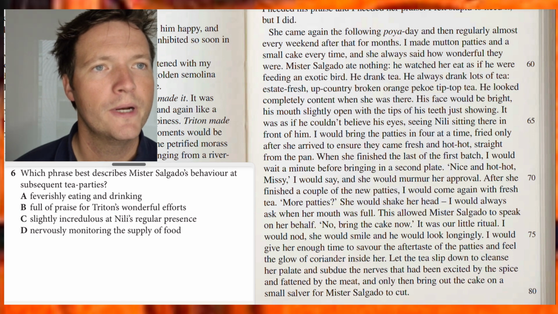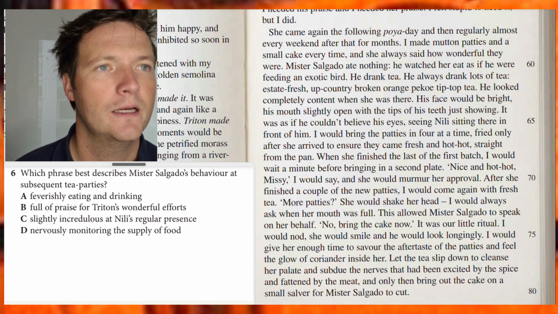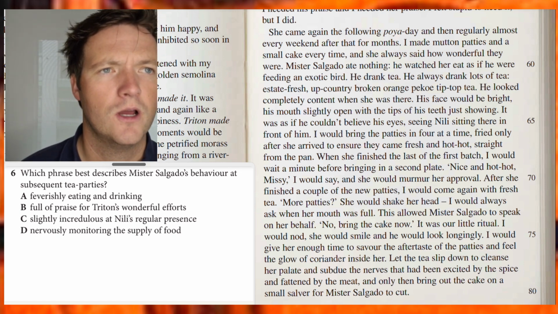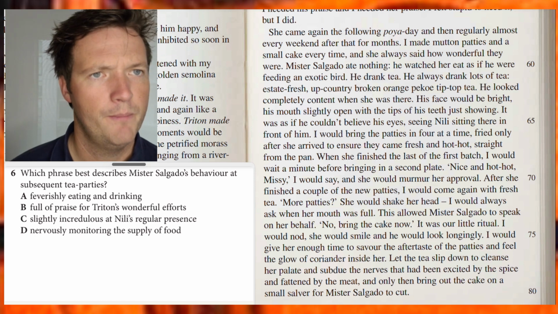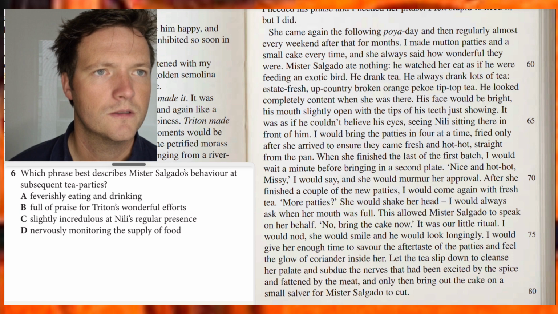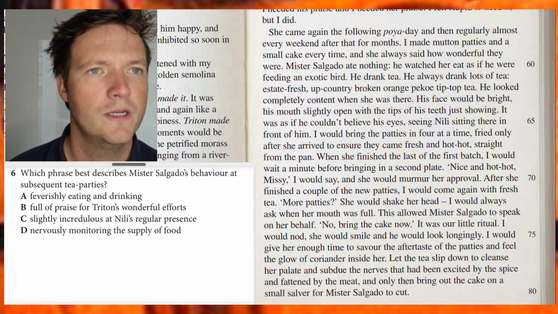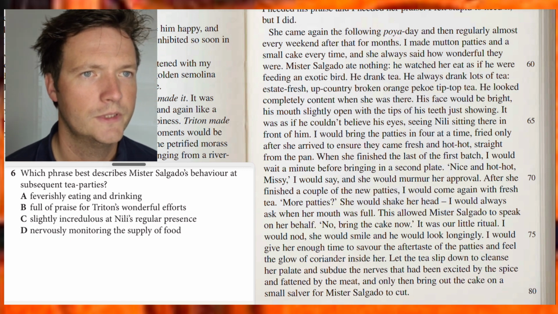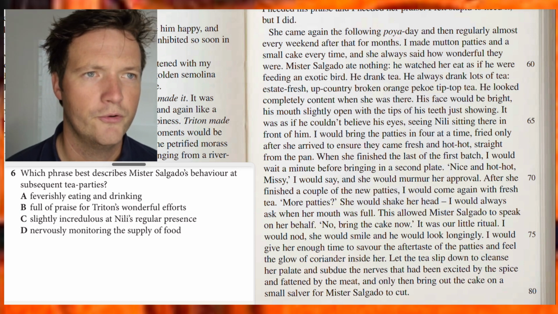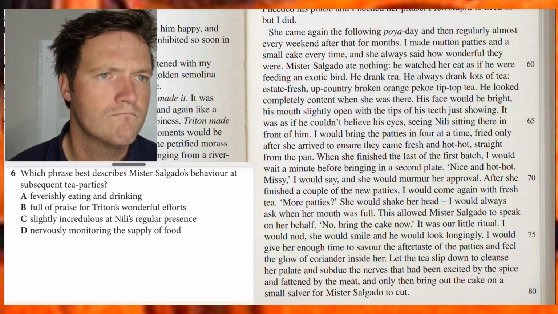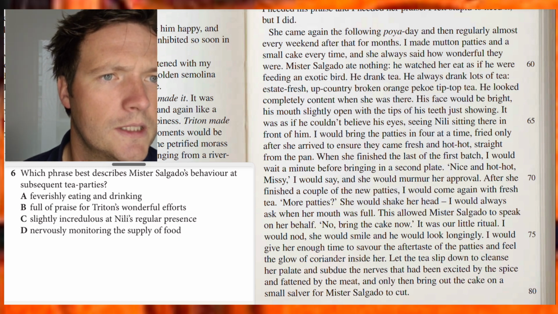I would bring the patties in 4 at a time, fried only after she arrived to ensure they came fresh and hot, straight from the pan. When she finished the last of the first batch, I would wait a minute before bringing a second plate. Nice and hot, missy, I would say, and she would murmur her approval. I don't know if they go on to talk about Mr. Salgado anymore.